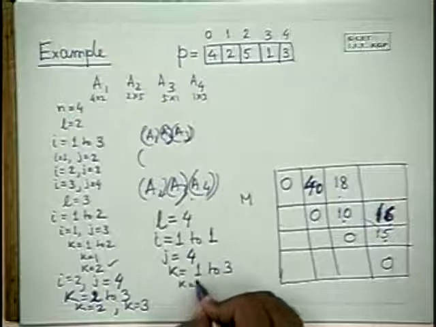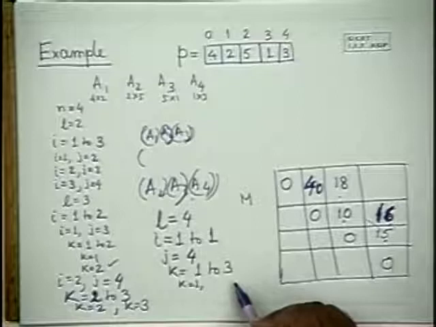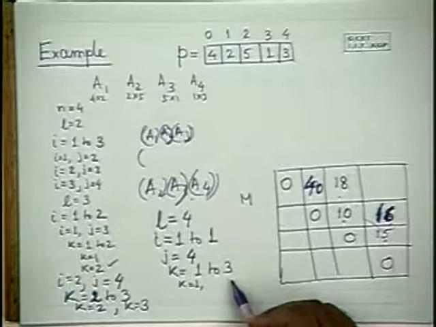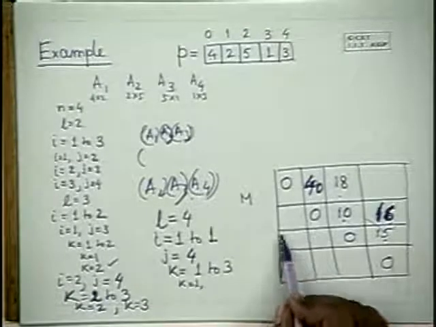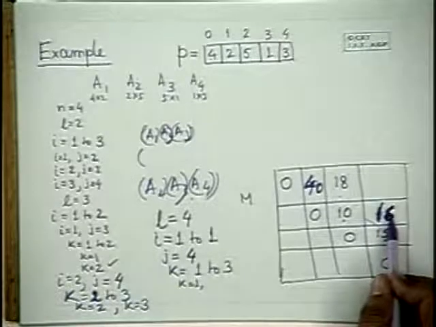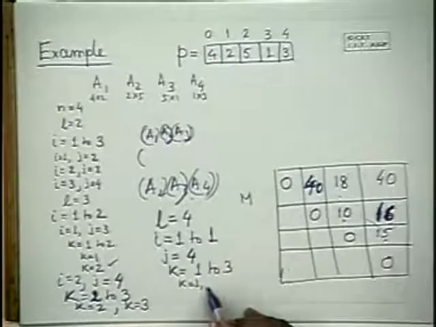So let us see. When K is equal to 1, what is the thing? M[I][K], so M11 which is 0, plus M[K+1][J], which is M24. What is M24? 16. 16 plus, tell me that one, 24, which is 40. So we get 40 here for K is equal to 1.